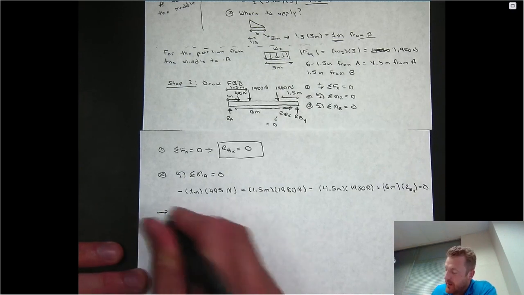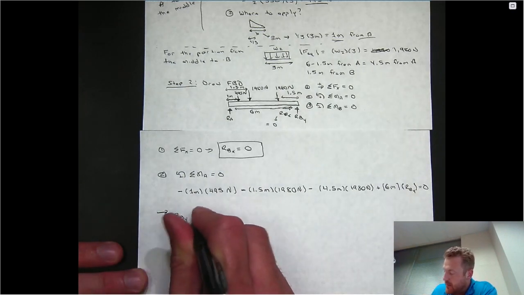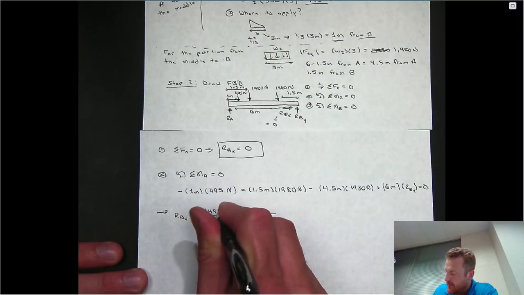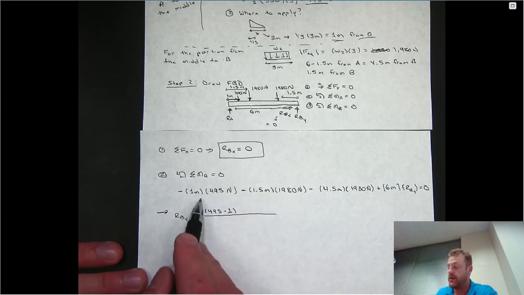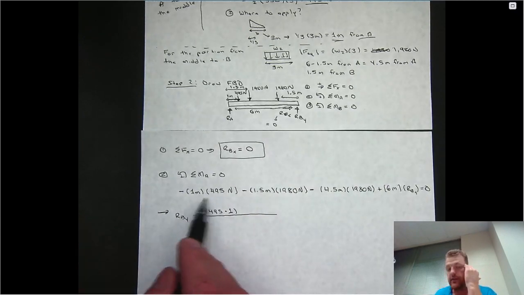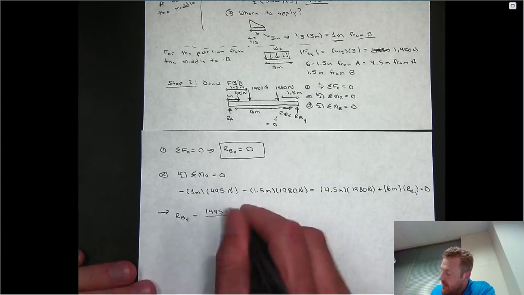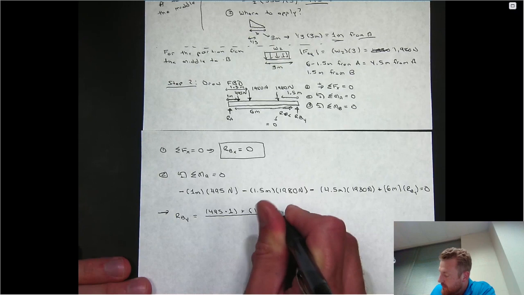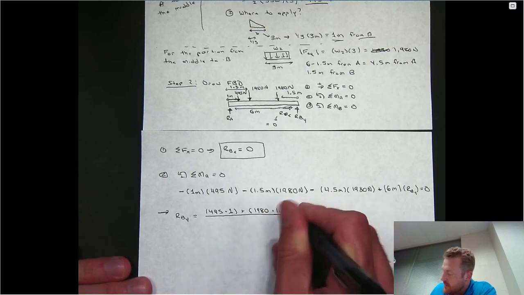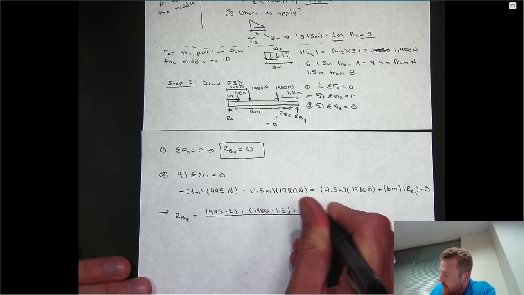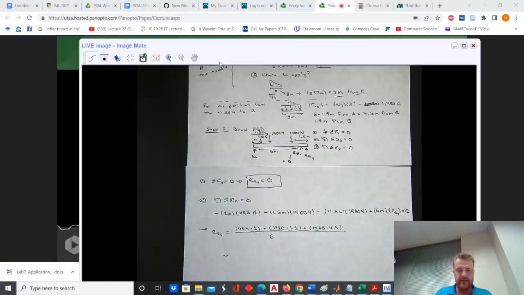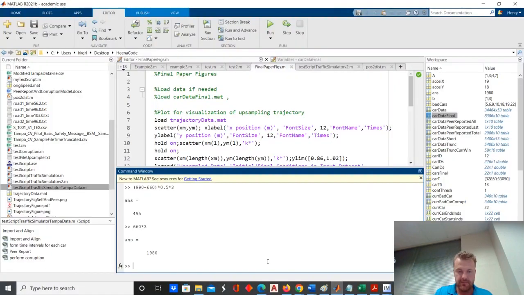And what that's going to tell us, if you do your algebra there, is that RBY is going to be, in the numerator, 495, I'm going to drop my units, times 1. That is the rotation about point A caused by the triangular portion of that load on the left side, plus 1980 times 1.5, plus 1980 times 4.5, and then that will all be divided by 6.